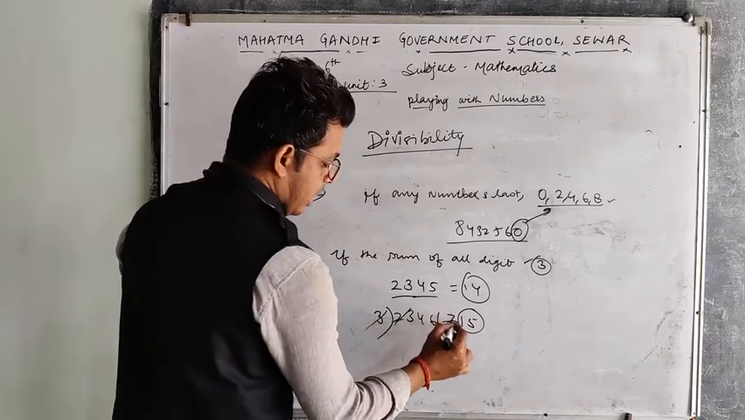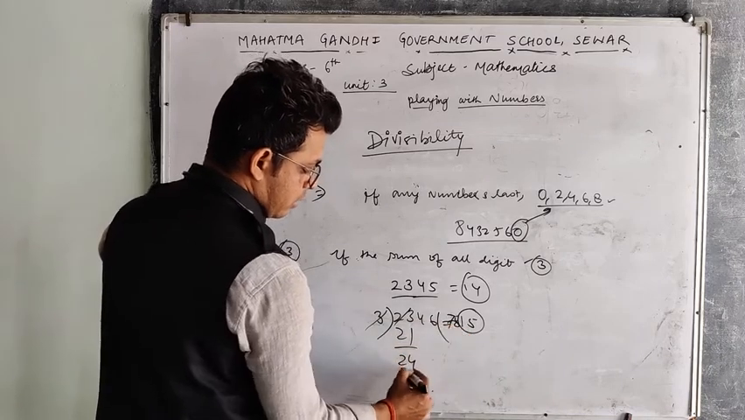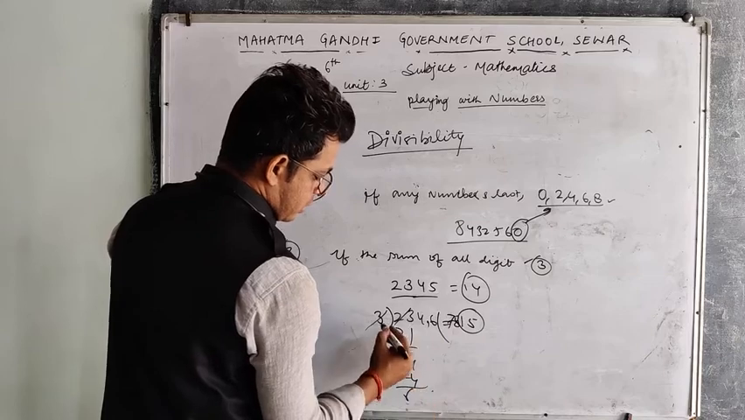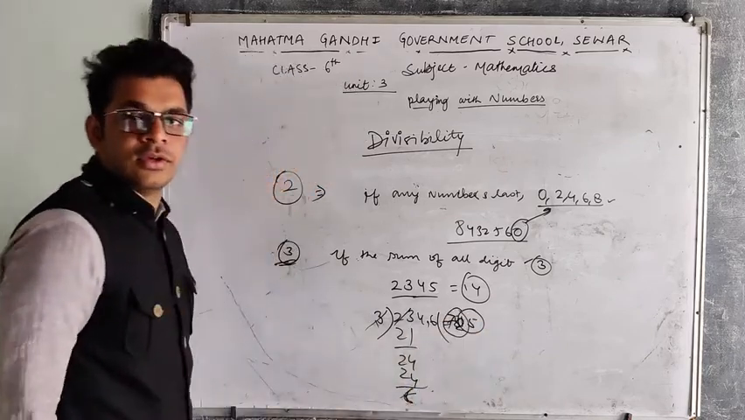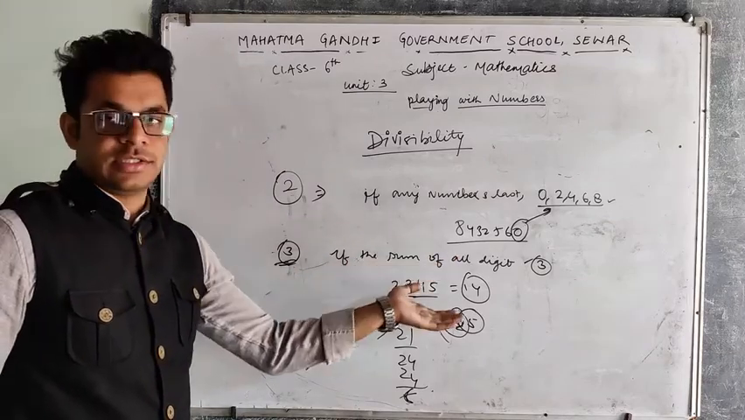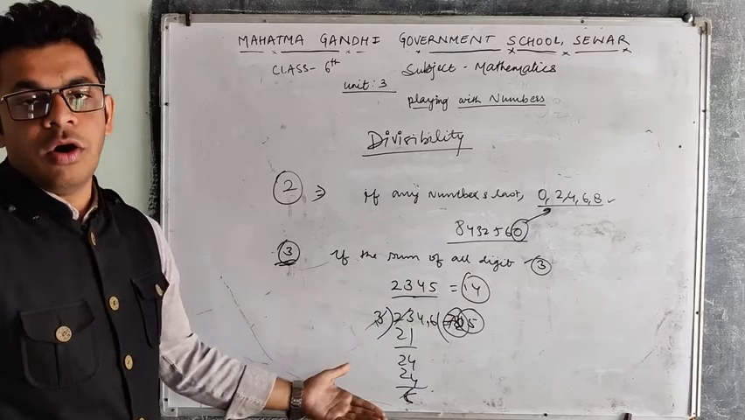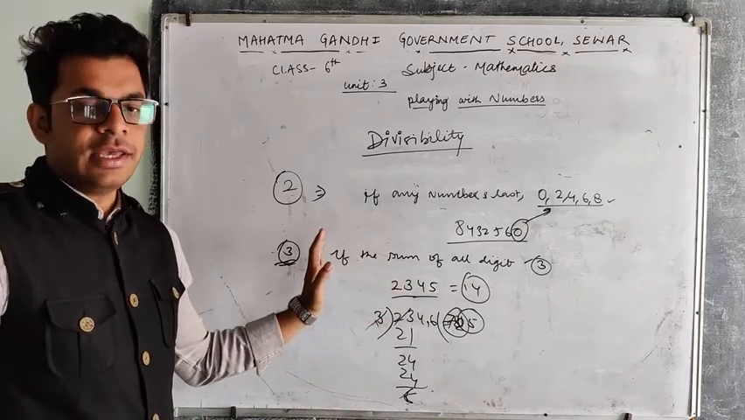3 7s are 21. 3 8s are 24. Now 6. 3 2s are 6. So the sum of the number's digits is a multiple of 3. It means the number can be divided by 3.